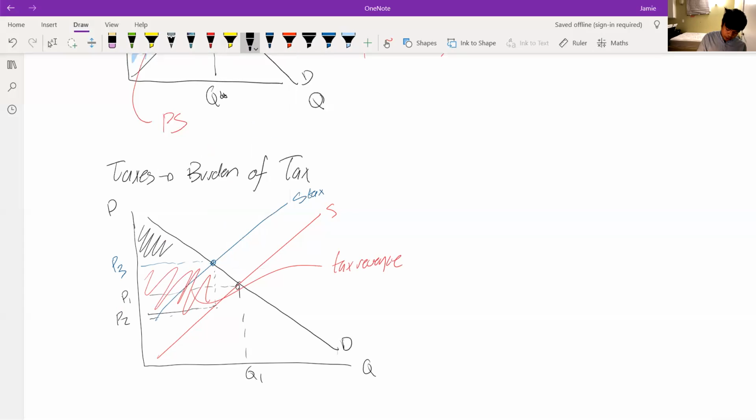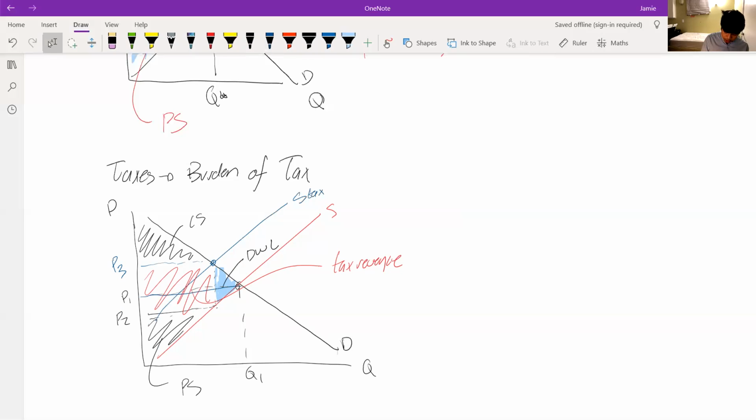Anything above here or here is the consumer surplus. This is the producer surplus. Lastly, that little triangle formed right here, that is your deadweight loss. So now, because both the supply and demand are relatively the same in shape, they're both like unit elastic, what ends up happening here is the burden of the tax is pretty much the same.